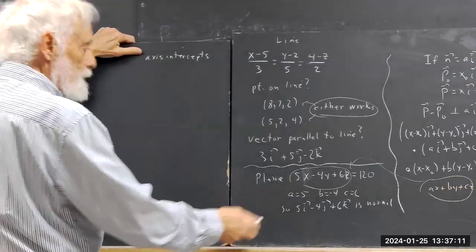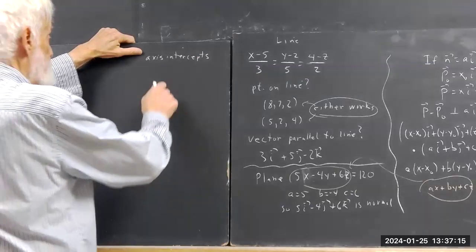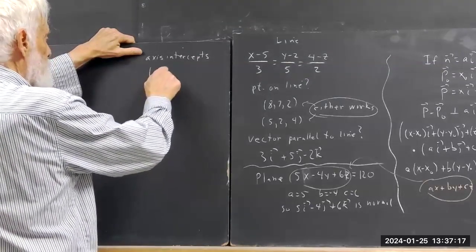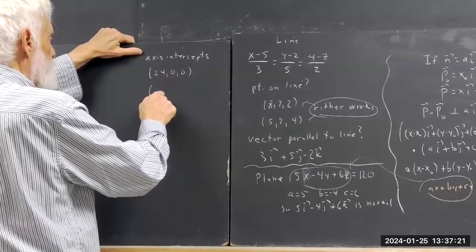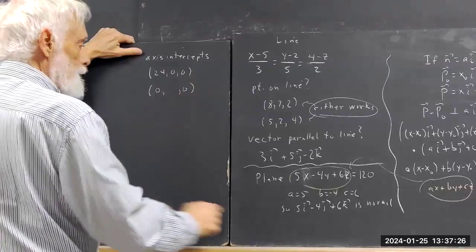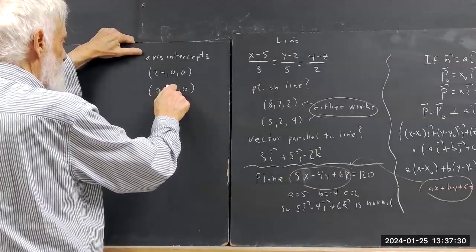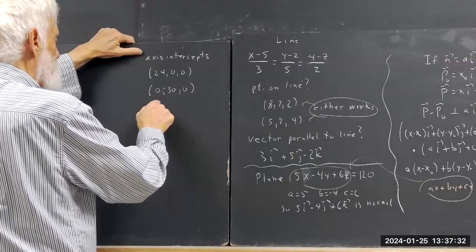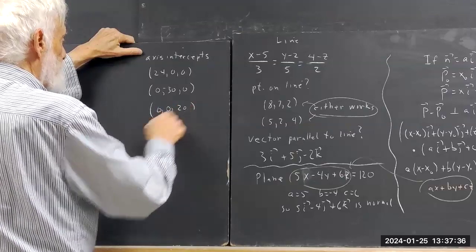Get the x-intercept, that occurs when y and z are both 0. And that's going to be (24, 0, 0). The y-intercept, we have 0 here, 0 here, and negative 4y is going to be 120, so that's negative 30. And then for z, you're going to get (0, 0, 20).